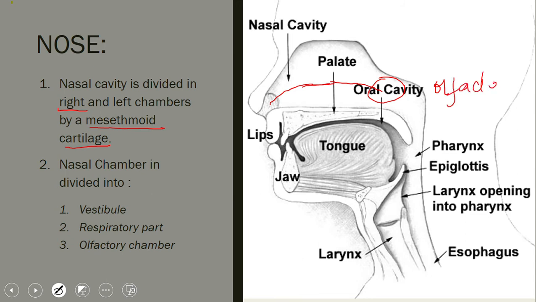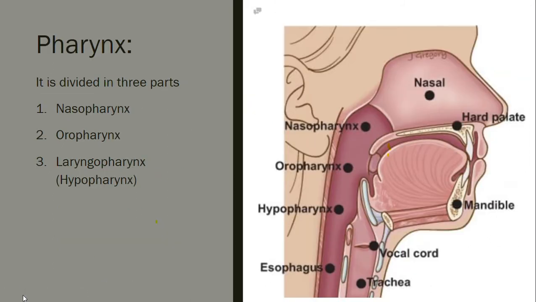Okay, the olfactory cells, the sensory cells, are present here where you can sense smell, and then the air goes into the pharynx. So the three parts are the vestibule, then the nasal cavity part, and third is the olfactory part. Now from there it leads to the pharynx. Now we will see the pharynx.